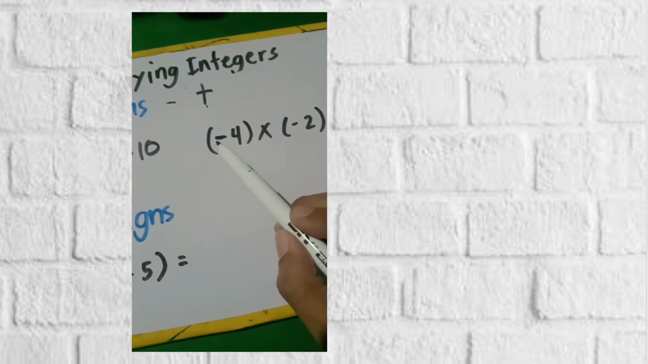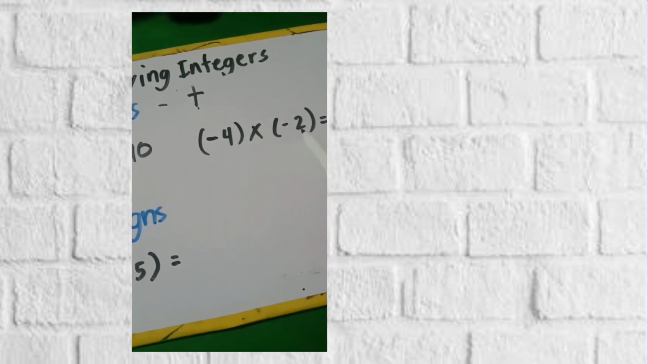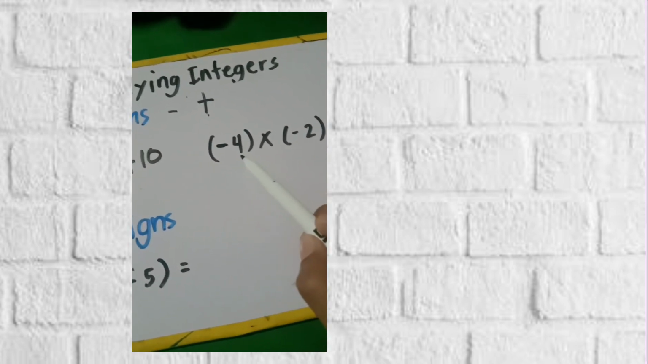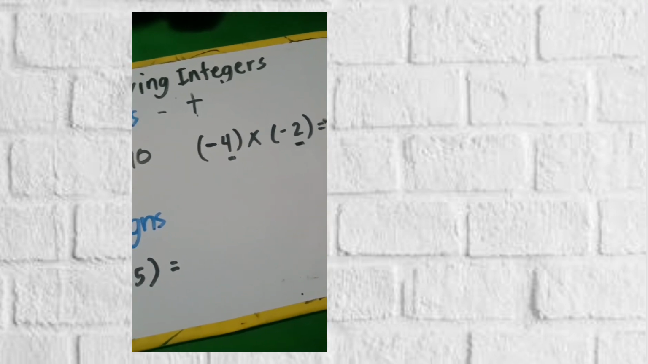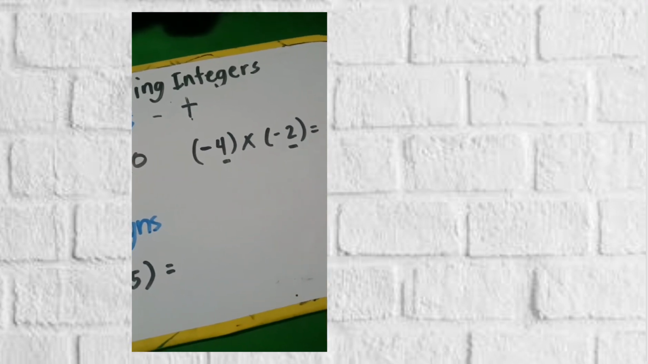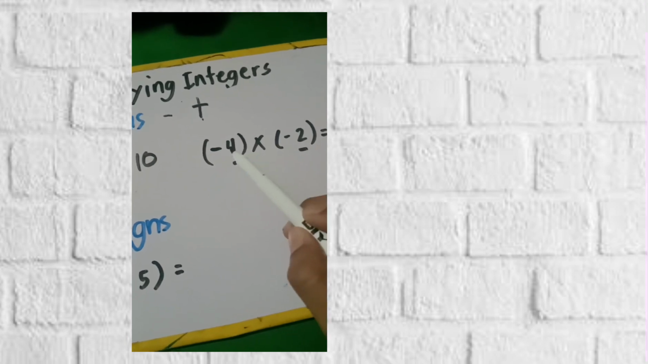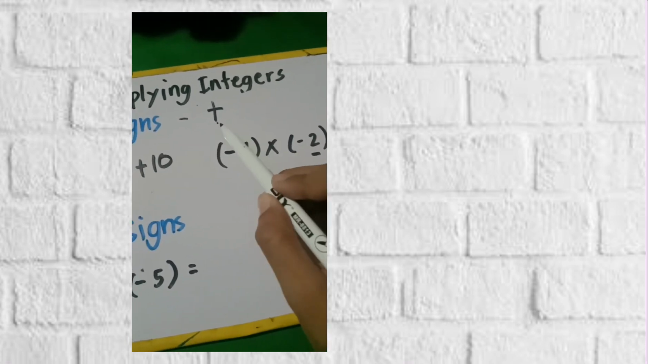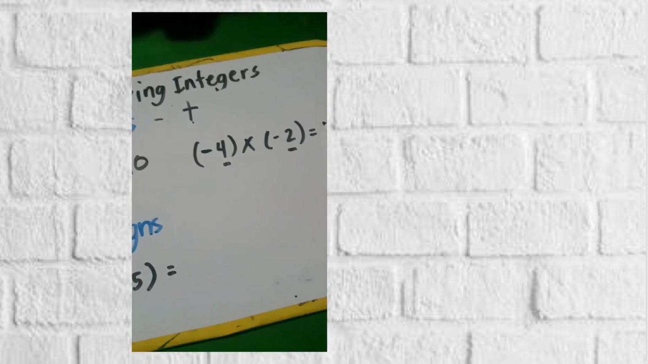Another one is negative 4 times negative 2. Multiply their absolute values. 4 times 2 is 8. And then they have the same signs, so use the positive sign.